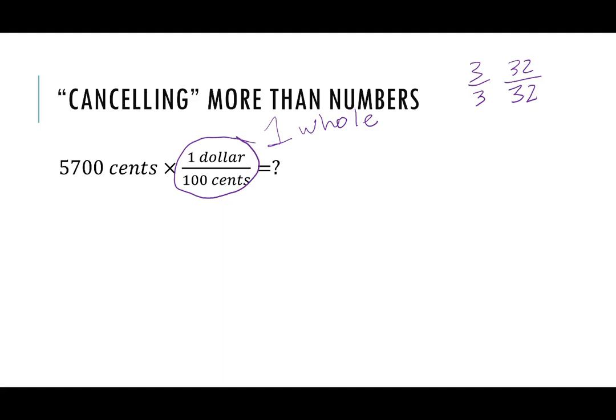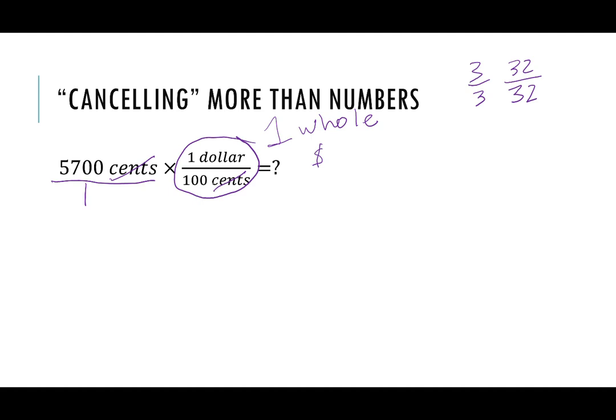So if we were to multiply these, since this is a whole number, let's put it over 1. So I'm going to multiply the numbers, but what is crossing out? The word cents. Because we're no longer going to be dealing with cents. Our answer is just going to be in dollars. We're dividing the cents out.